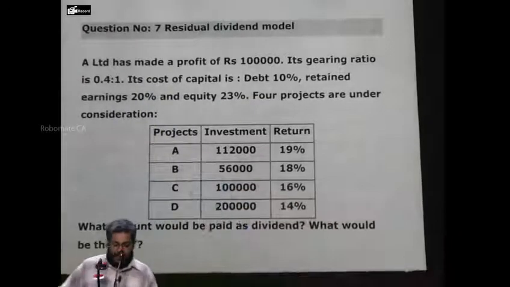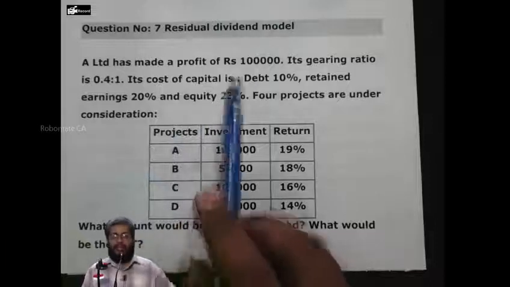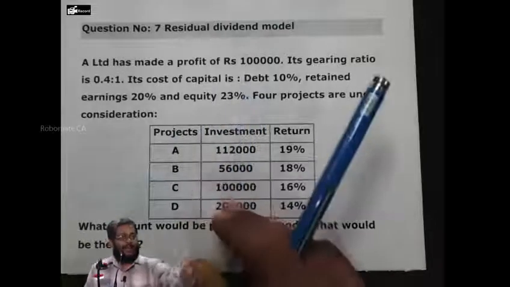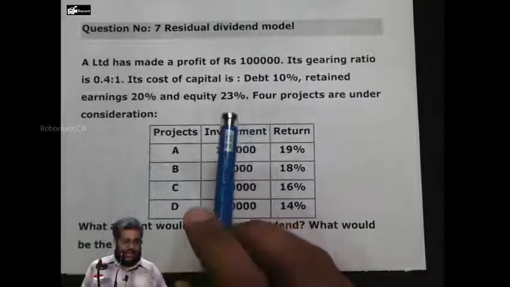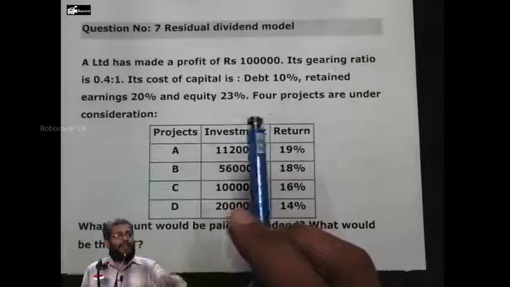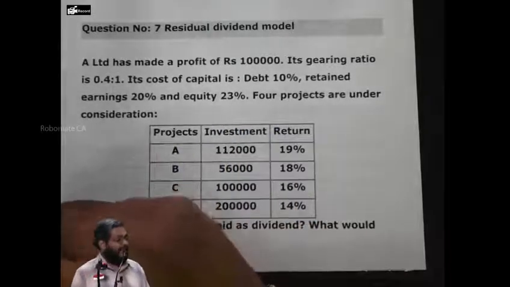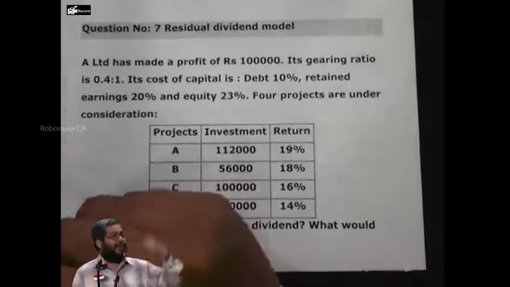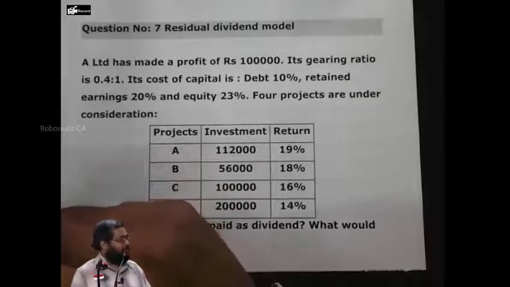The cost of capital is debt 10%, retained earnings 20%, equity 23%. I have a doubt. Retained earnings and equity, both are shareholders' money. The new equity share also belongs to shareholders. Retained earnings also are shareholders' money. For both, they should expect the same return. Because whether I give my money out of my pocket or you keep my money, for both I require the same return.